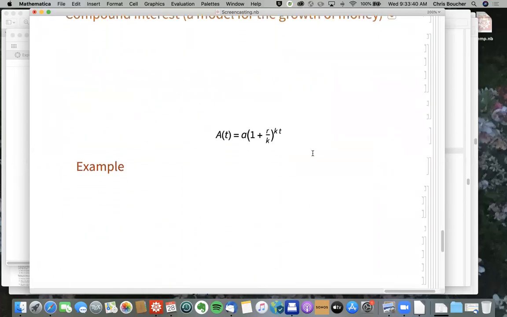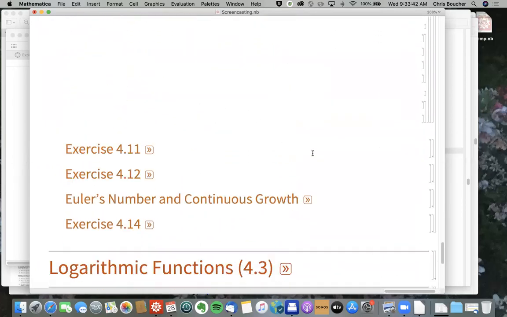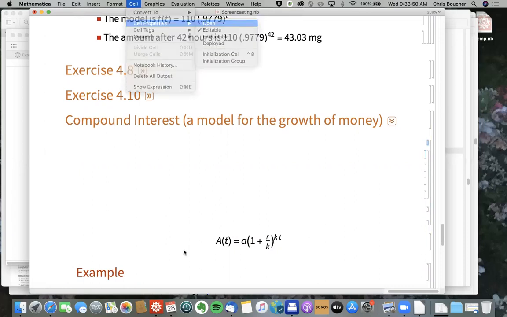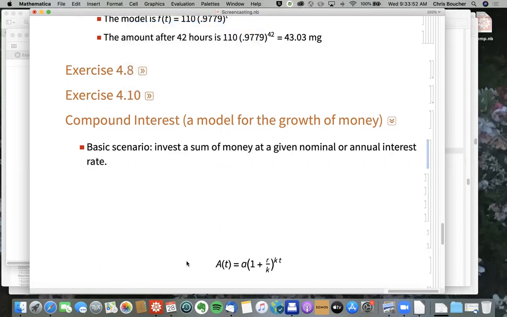All right, let's talk about compound interest and do 1 or 2 more examples. This is going to be a little bit longer screencast than usual, but that's okay. So compound interest is a model for the growth, not just of money, but of financial value of any kind. So the basic scenario that's useful to keep in mind when thinking about compound interest is we invest a sum of money at a given nominal or annual interest rate.